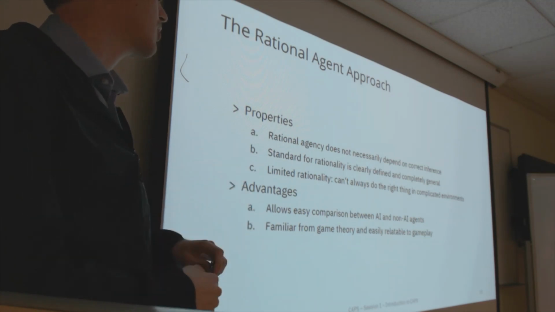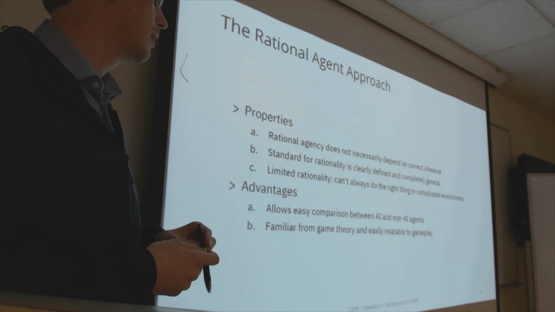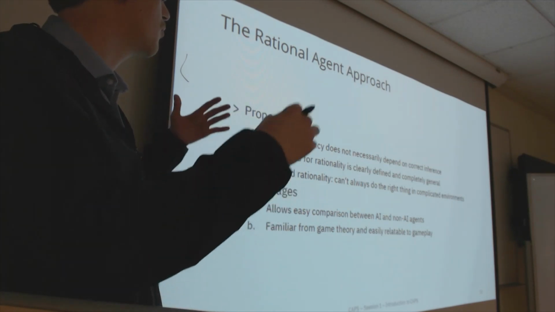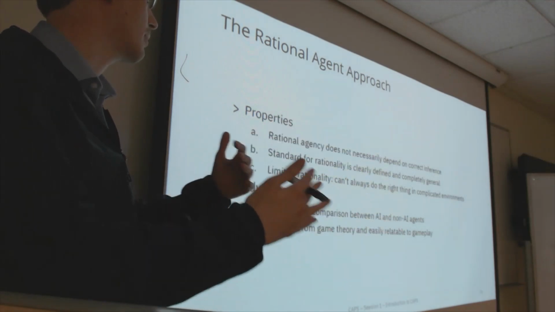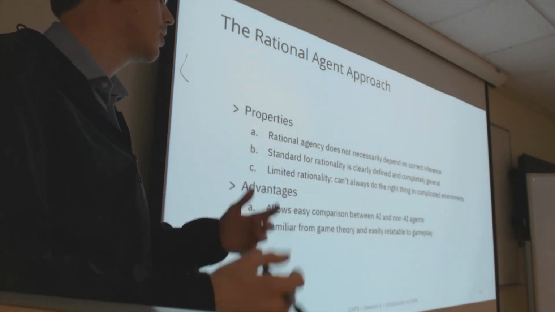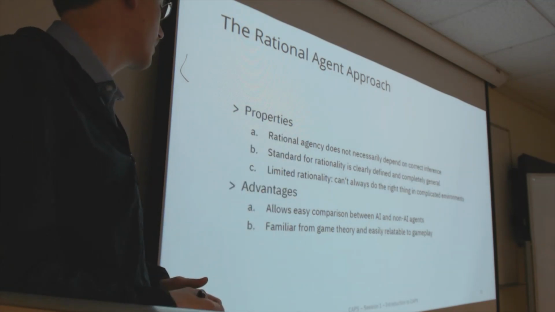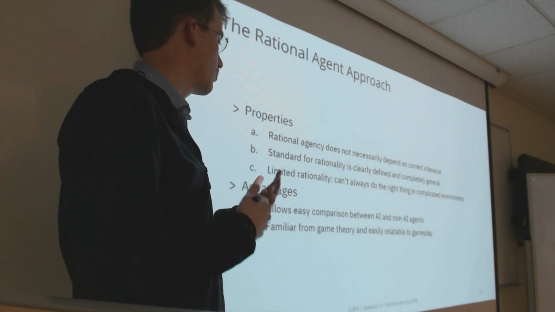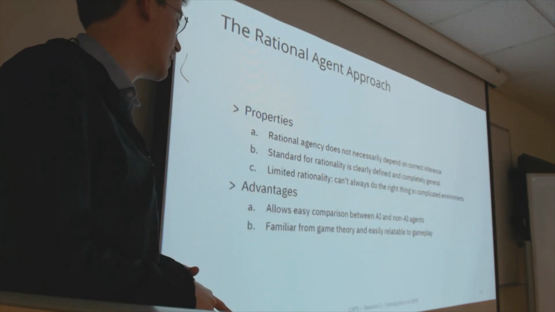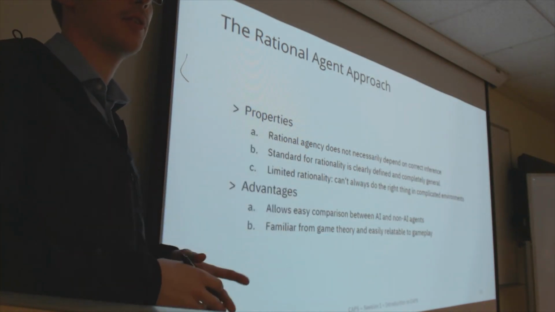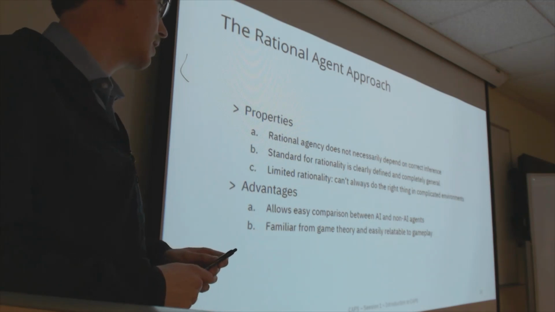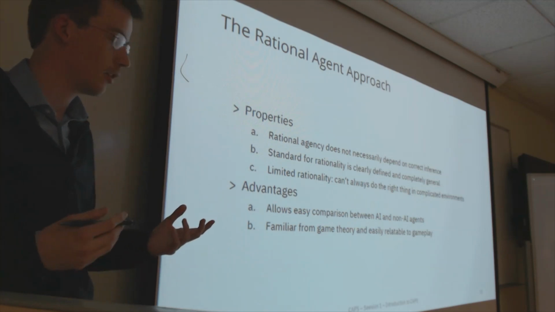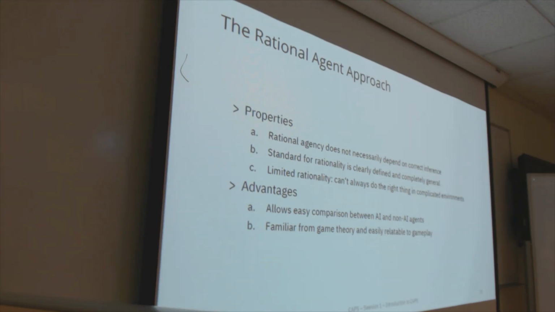And also the standard for rationality is clearly defined and completely general. Again, that's utility maximization. We can weaken this to some extent by saying, okay, we're talking about limited rationality, because you cannot always do the right thing in complicated environments. And the advantages are that we can easily compare, with the rational actor approach, between AI and non-AI agents. I think we've all heard this in econ here at SAIS. So rational agency is not something that requires a lot of explanation for us to understand. Questions on that?